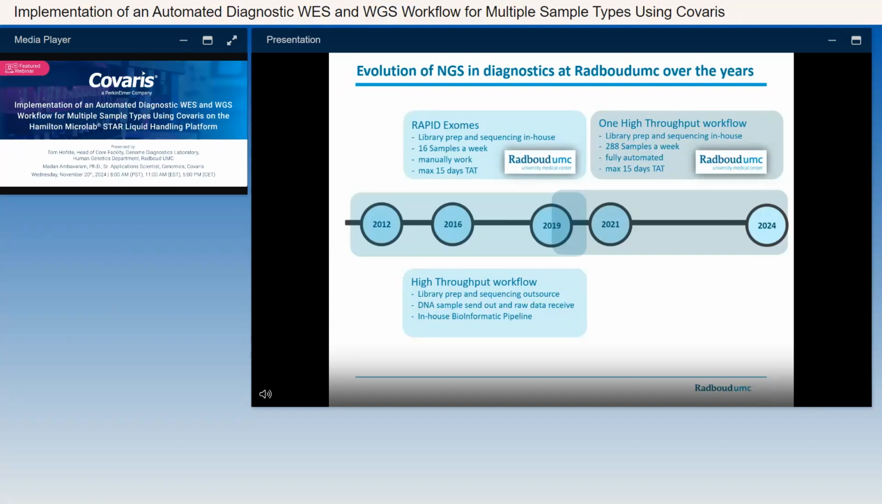We wanted to increase and do it all in-house in the Radboud UMC. So from 2019 on, we developed a high throughput workflow for everything, for the exomes. We automated the library prep and the sequencing in-house for 288 samples a week, fully automated, with the same turnaround time of 15 days.